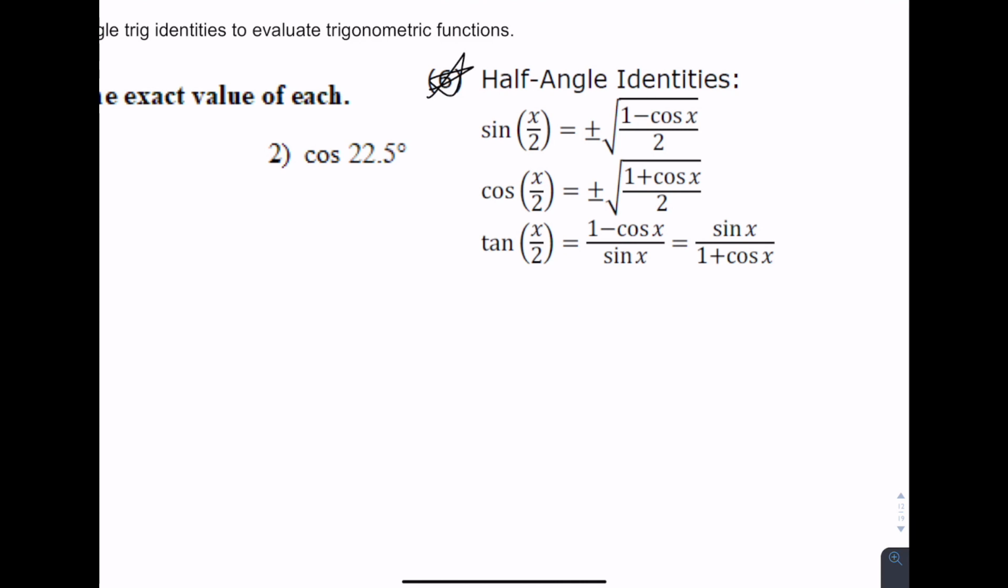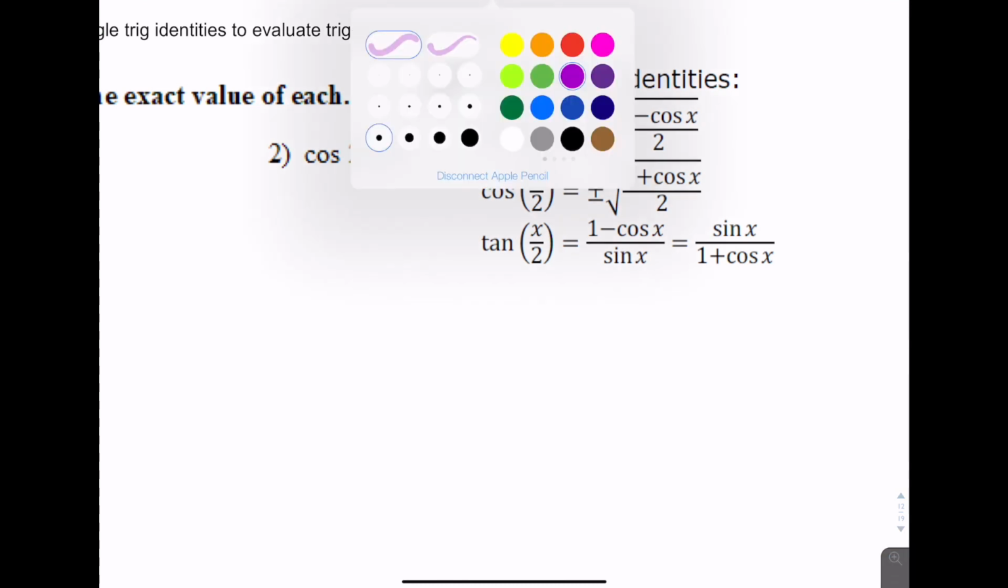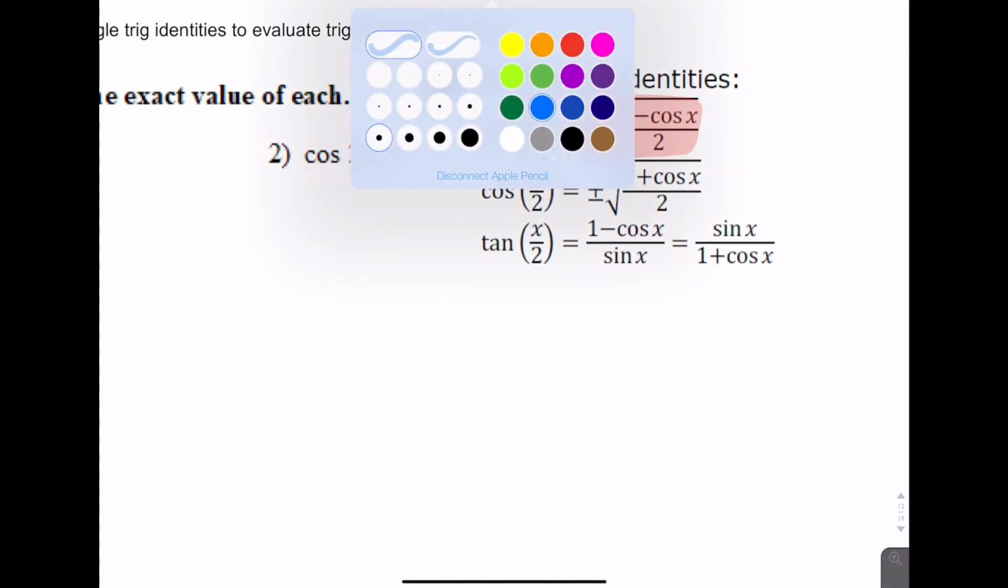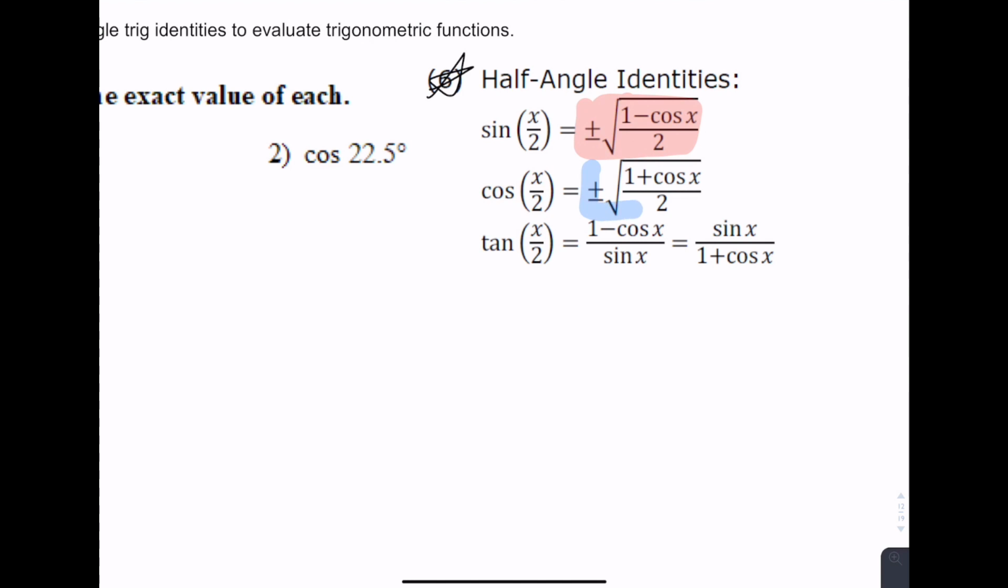Use the first formula. Okay, so let me just highlight it in different colors. So here's your formula for half of sine. It involves a cosine with a minus inside of it. Here's the formula for cosine. It also has a cosine, but that one has a plus inside of it. And then down here is the formula for tangent. Okay, you could use either one of these two, doesn't matter.